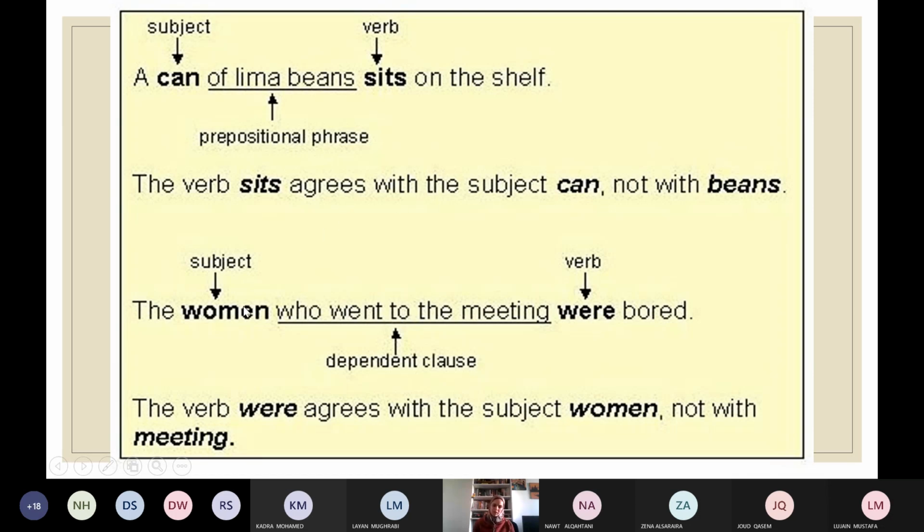Will be for women. So the women were bored is the independent clause as we took before, and in the middle is the dependent clause, adjective clause, who went to the meeting. So the verb were here is for the subject women, not for meeting. Meeting is object of preposition to. And who went, all of it is a dependent clause. Don't look at it. Just take the subject.